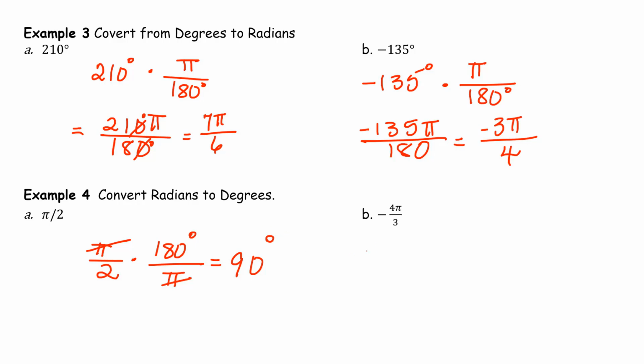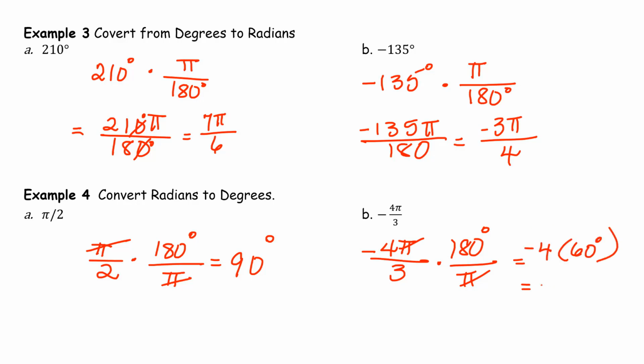Negative 4 pi over 3 radians. Again, you're going to multiply that by 180 degrees in pi radians. The pi's will cancel, and you will end up with negative 4 times 60 degrees, and that's going to be negative 240 degrees.